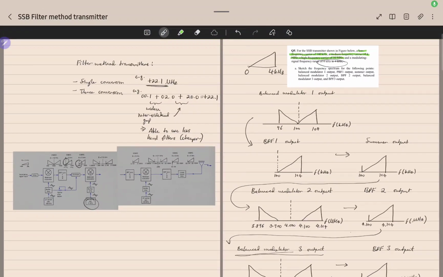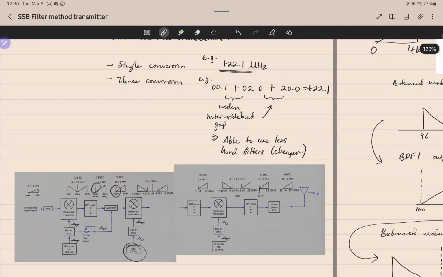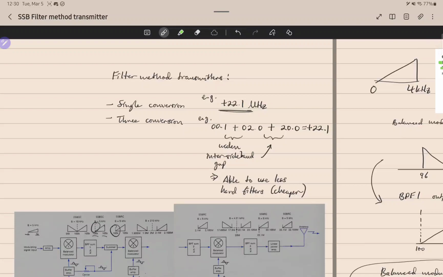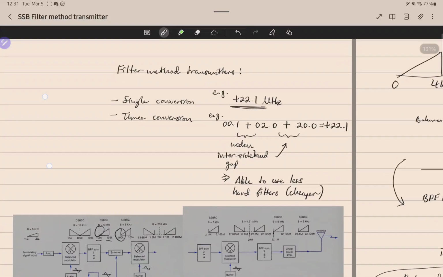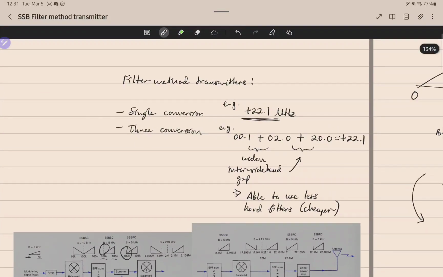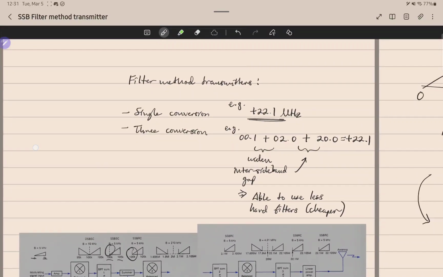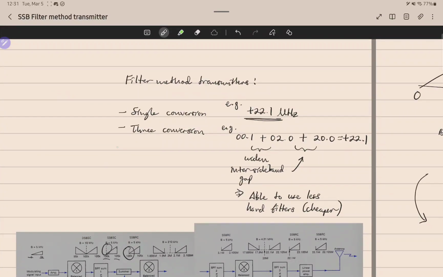Hello there. So today we're going to cover this one simple concept called the filter method transmitter, more exactly the SSB filter method transmitter. There are actually two types of upconversion used for frequency upconversion for single sideband signals. Today we're going to particularly look at the filter method transmitter. SSB obviously stands for single sideband transmitter.